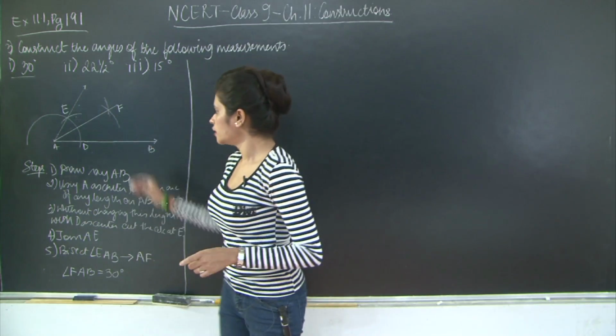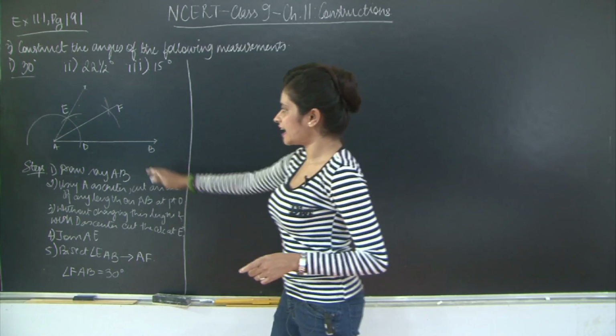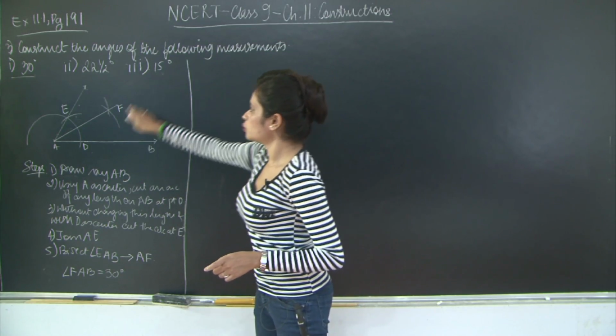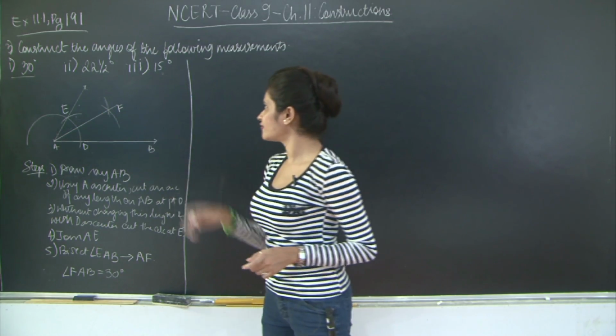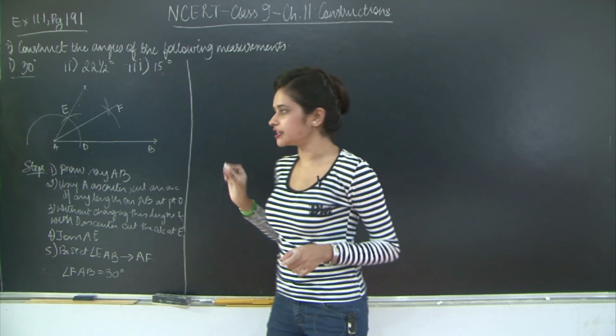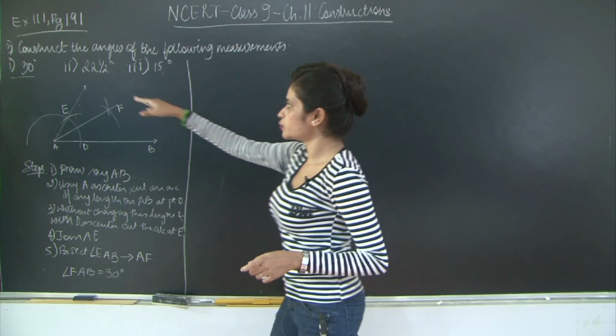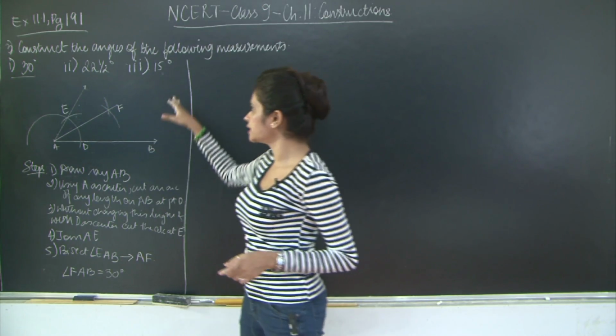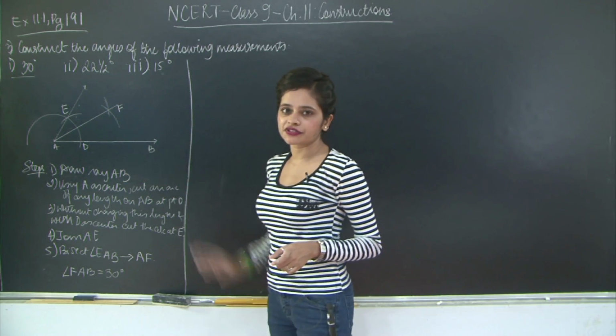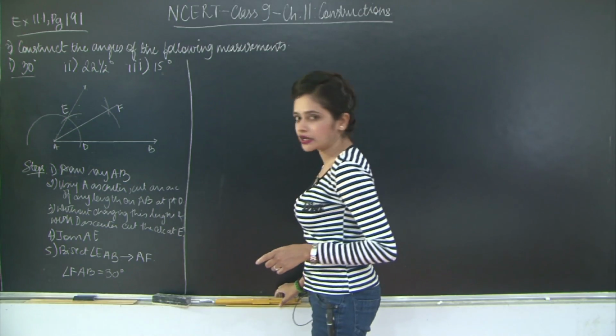Okay. So since we have already done this construction, if you draw the bisector of angle FAB, you will get 15 degrees. So I will do this construction here itself. This was the first question for 30 degrees. We will do the construction for 15 degrees also over here because it's related.